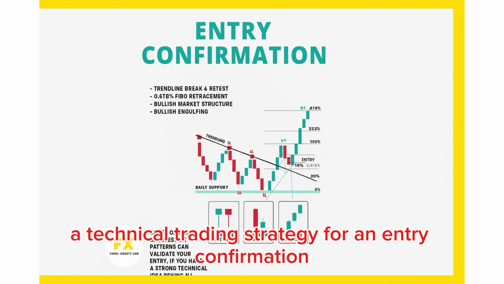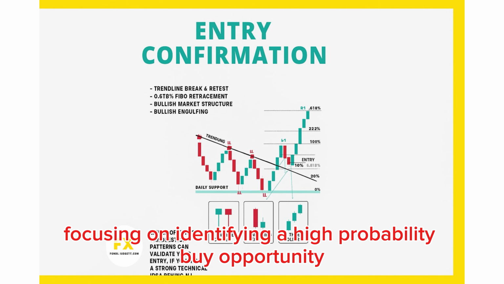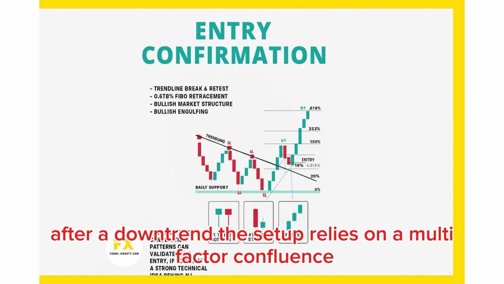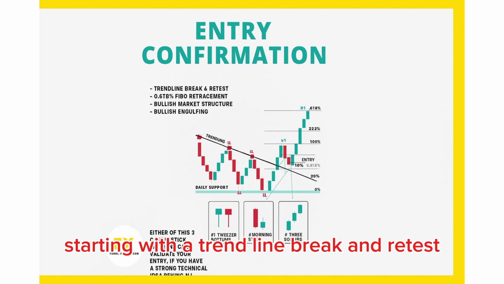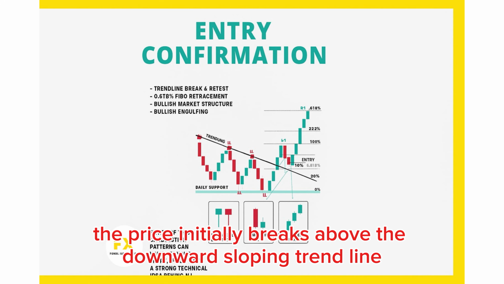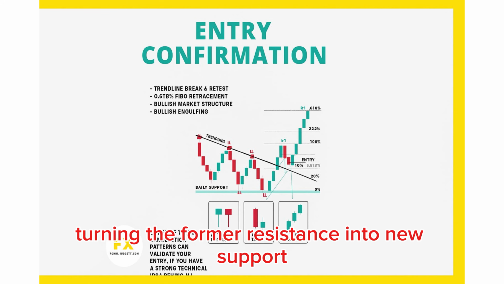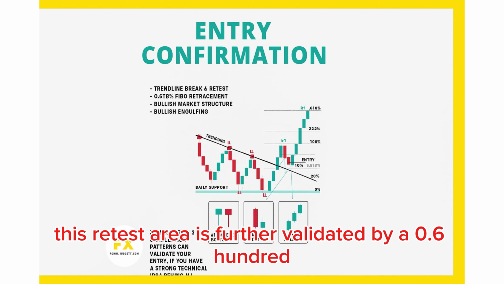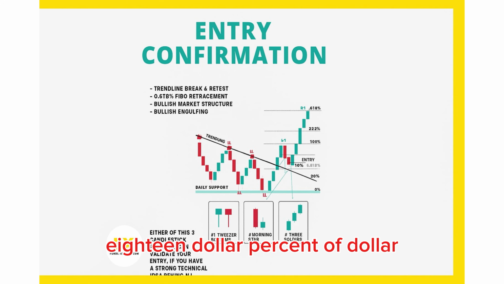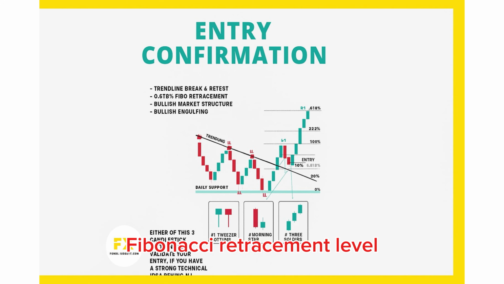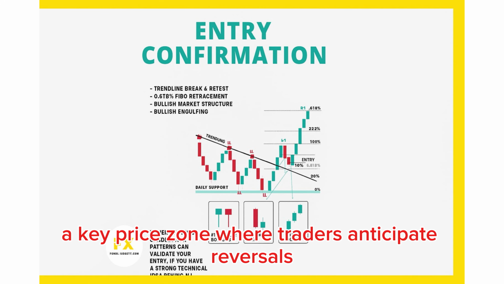A technical trading strategy for an entry confirmation, focusing on identifying a high-probability buy opportunity after a downtrend. The setup relies on a multi-factor confluence, starting with a trend line break and retest. The price initially breaks above the downward-sloping trend line and then dips back to touch or retest it, turning the former resistance into new support. This retest area is further validated by a 0.618% Fibonacci retracement level, a key price zone where traders anticipate reversals.